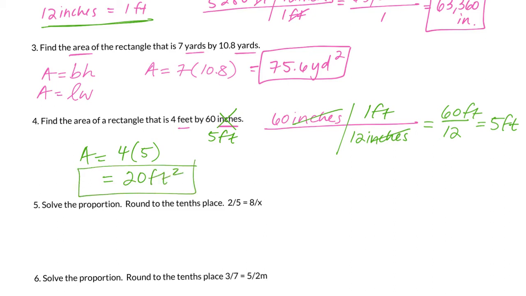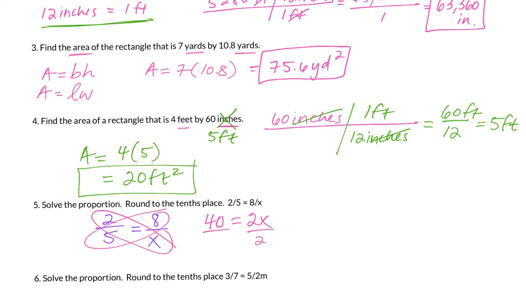All right. Then we had some proportion problems that we had to solve. You have 2/5 is equal to 8 over x. Because you have a fraction equal to a fraction, remember you are going to cross multiply, or butterfly. So 5 times 8 gives me 40, and then 2 times x is 2x. Then I just need to divide both sides by 2, and x is equal to 20.